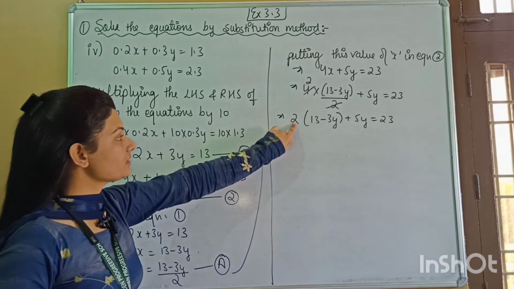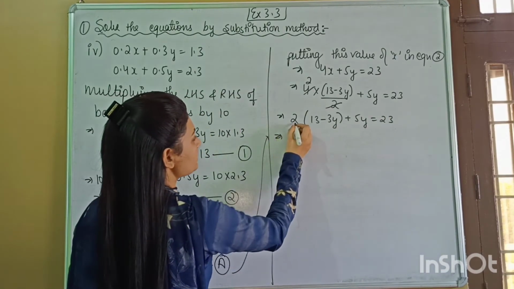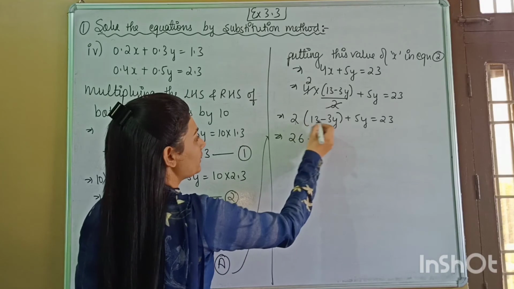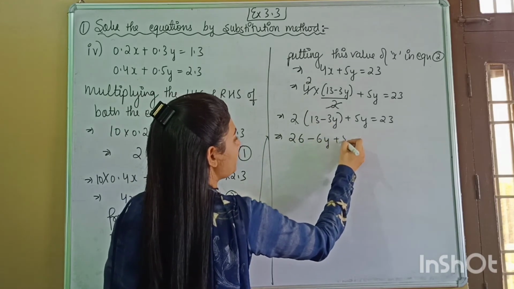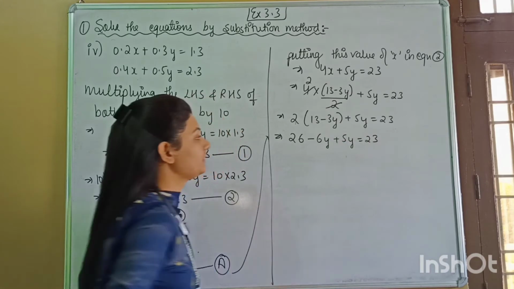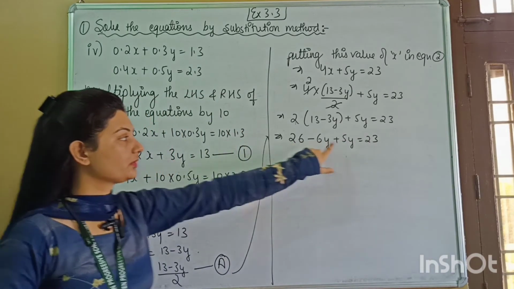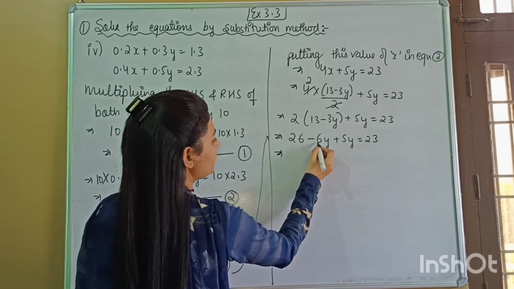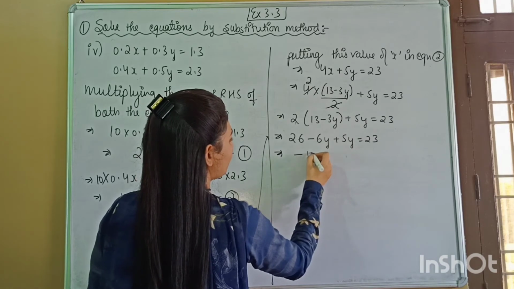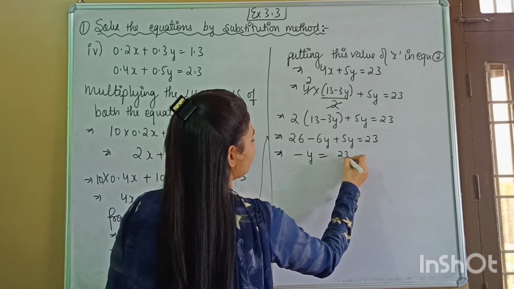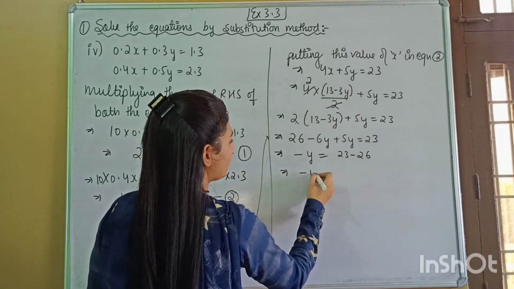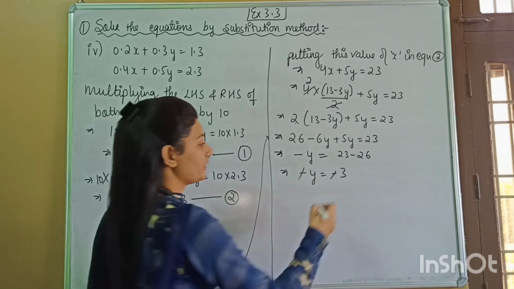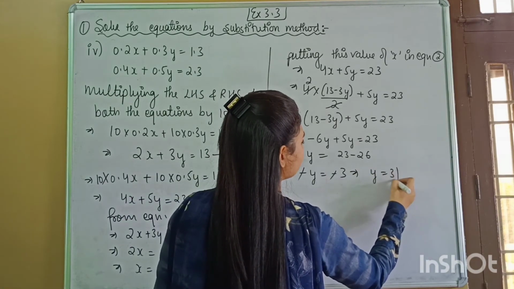Now we will multiply this 2 inside the bracket. So first this 2 will be multiplied by 13, that is 26. Minus is here, so minus 2 into 3y is 6y plus 5y equals to 23. Now we will take this 26 to the RHS. So this plus 26 will become minus 26, and here minus 6 plus 5 will give us minus 1y is equals to 23 minus 26, that is minus y is equals to minus 3. Cancelling this minus and minus from here, so we get y is equals to 3.